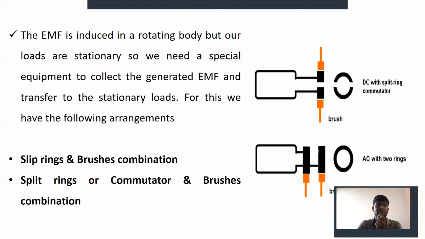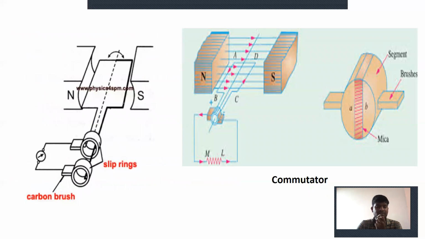These brushes are made of carbon, which is a very soft material. This is the structure of a simple arrangement of slip rings and carbon brushes. You can see here these two slip rings are arranged on the coil, that is the armature with rotating conductors, and the brushes are connected to make contact with the commutator. So the commutator collects the alternating quantity, and the brushes collect the direct current from the commutator.